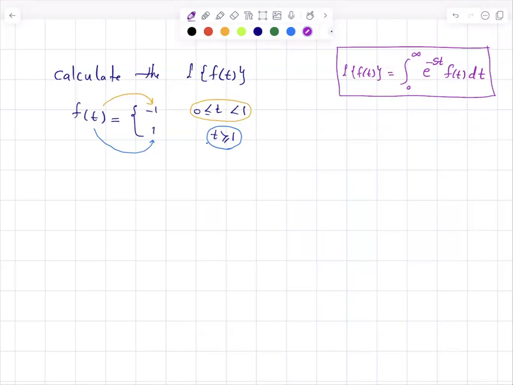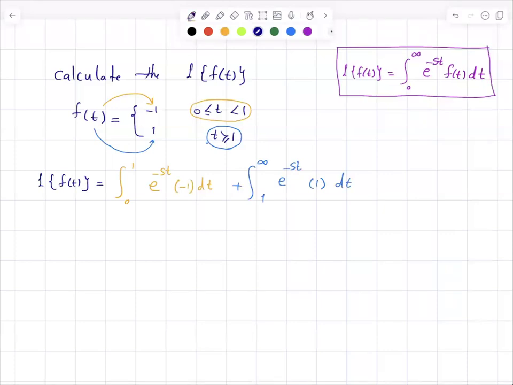So let us begin. We're going to define two integrals. The Laplace of this function is equal to the very first integral, the integral from 0 to 1 of e to power negative st times the function which is -1 dt, plus the second integral from 1 to positive infinity of e to power negative st times 1 dt. So we're basically going back to elementary calculus and doing the computations here.